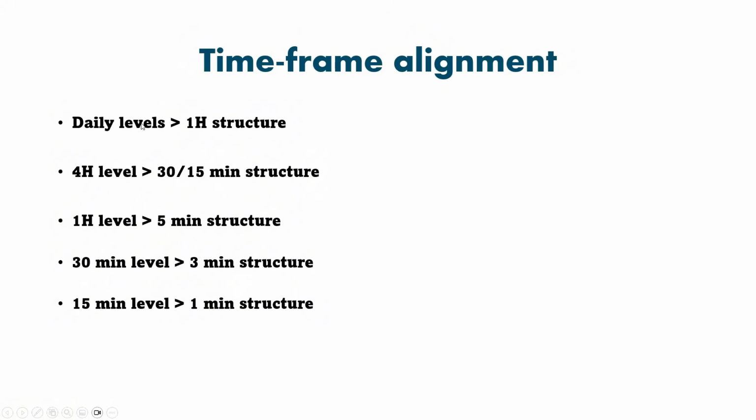If I look at the daily level, I want to look at the 1 hour structure away from that level. If I use the 4 hour level, I want to use the 30 or the 15-minute structure away from that level. If I use the 1 hour level, I want to use the 5-minute structure. 30-minute level is a 3-minute. That's in my entry. 15 minutes, for example, gap, I want to use a 1-minute structure.